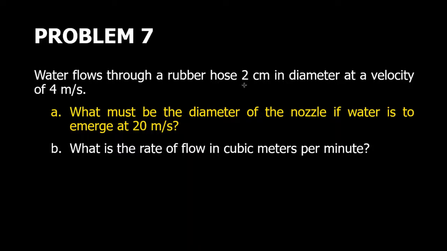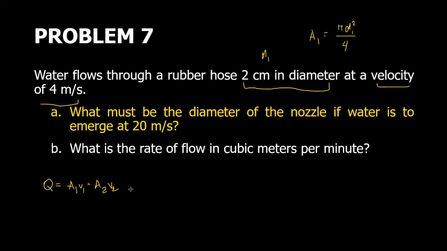So, meron tayong diameter and meron tayong velocity. So, pwede natin gamitin yung continuity equation. So, Q equals A1 V1 equals A2 V2. Since meron naman tayong dito, A1, so A1, ito meron tayong D1, which is 2 cm. So yung A1 natin is pi D1 squared over 4.